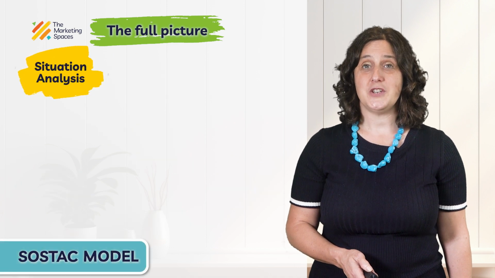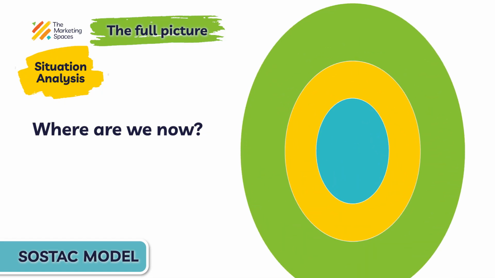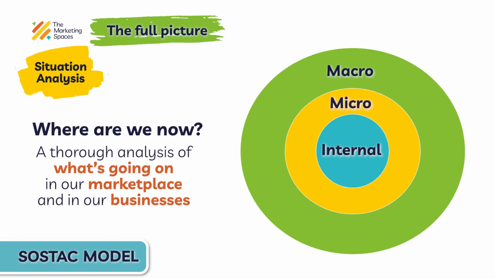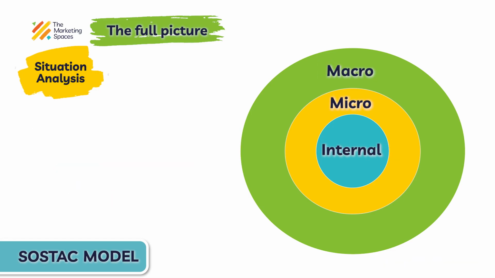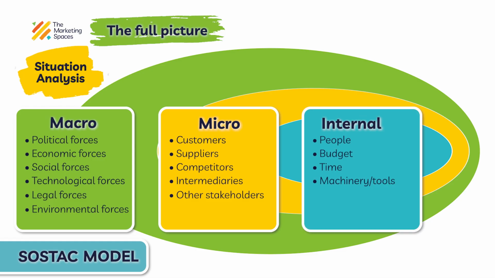First off, situation analysis. Well, where are we now? In this, we do a thorough analysis of what's going on in our marketplace and in our businesses. There's a great model by Palmer and Hartley which shows these three different environments. They're called the macro environment, the micro environment and the internal. And as you can see from the model, as we move closer and closer to our business, there's more and more things in there that are relevant to our business. I'm going to take you through each one in turn.